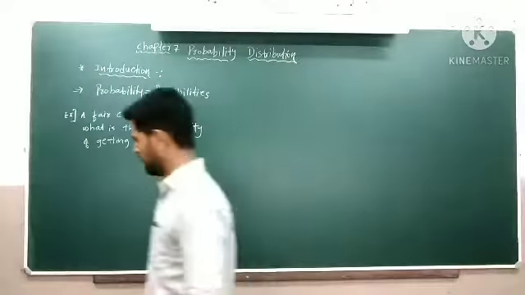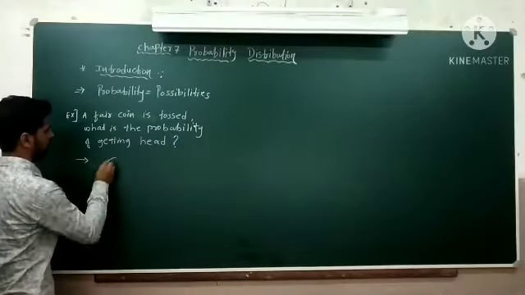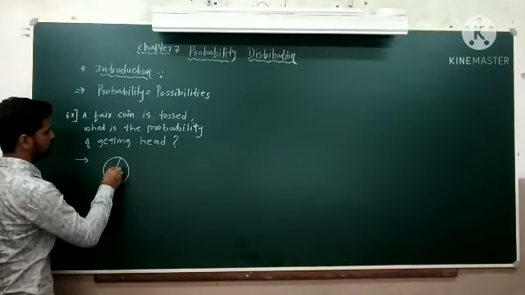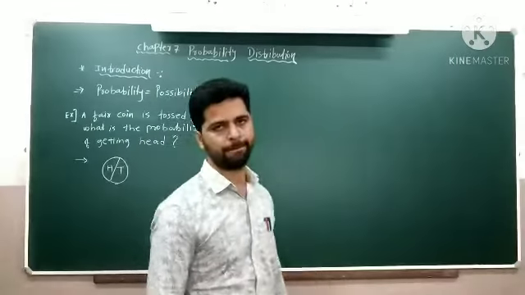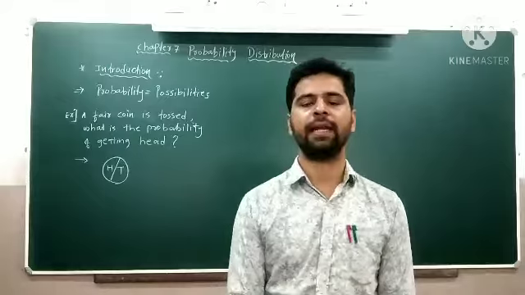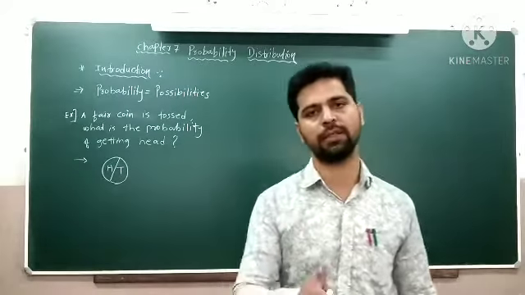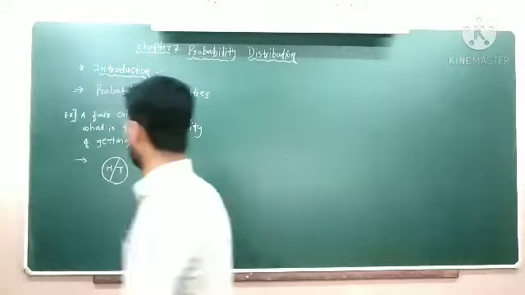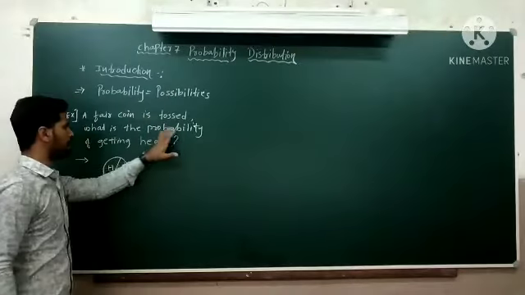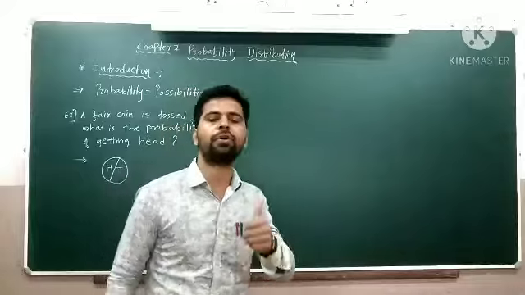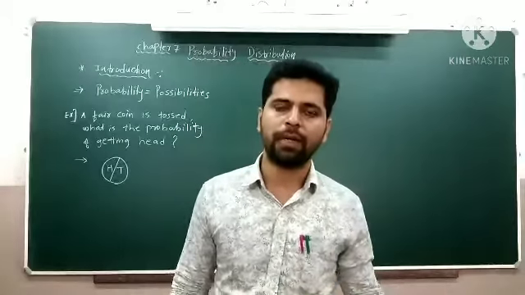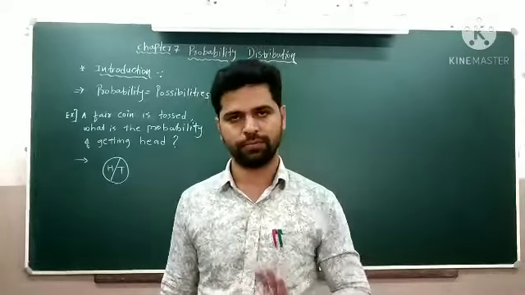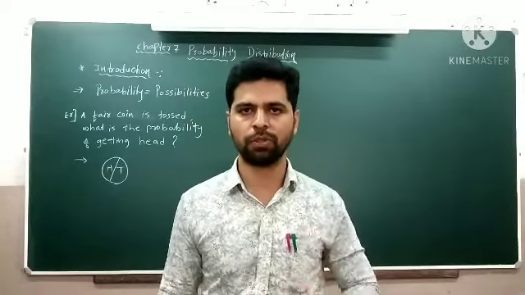We know a coin has two sides. Suppose this is a coin, one side head and another side tail. A coin has two sides, head and tail. This is called a fair coin because it has one head and one tail. Now they say a fair coin is tossed. What is the probability of getting head? If you toss any coin, you will get either head or tail. Right? These are the two possibilities.